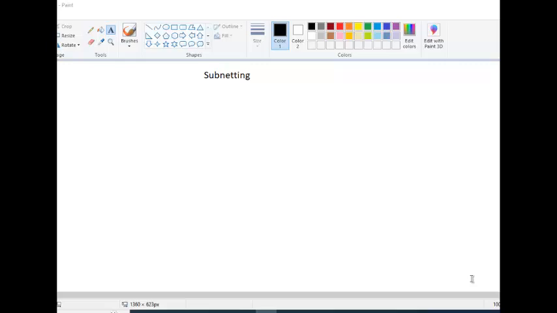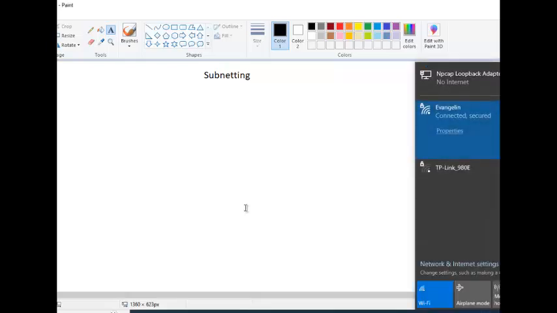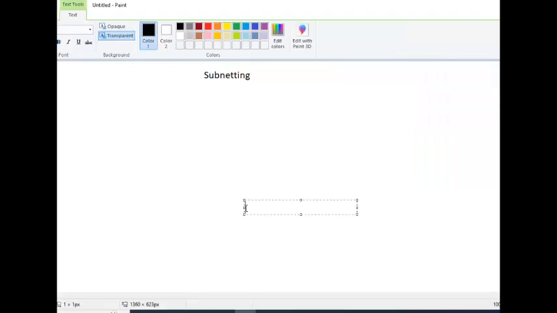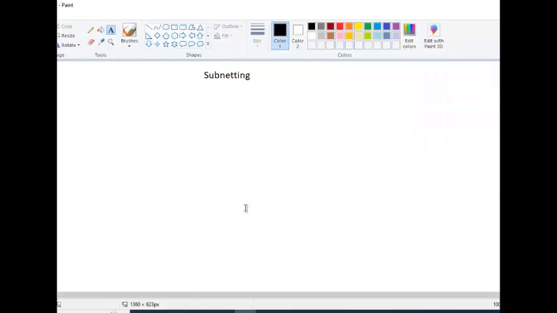So subnetting is the breaking down of a network into multiple networks. We see this in both IPv4 and IPv6, but in IPv6 it is easier compared to IPv4. The reason is that in IPv4 we borrow bits, but in IPv6 you don't need to borrow bits.